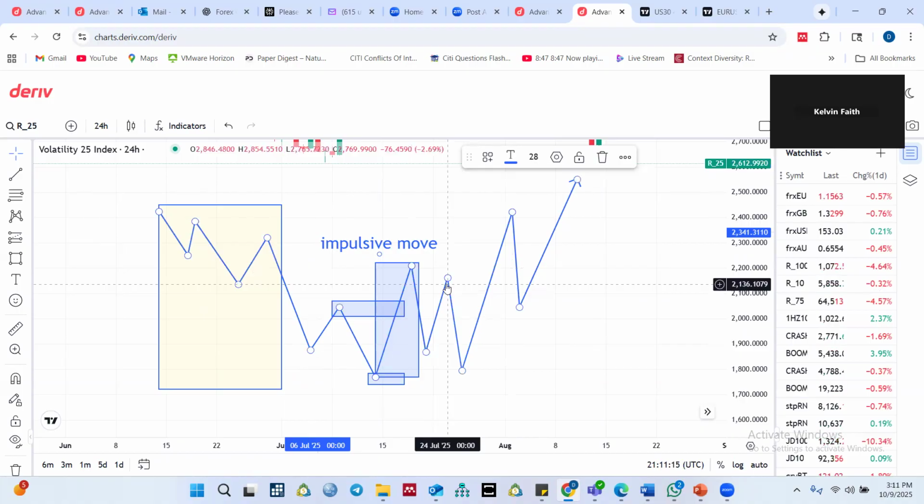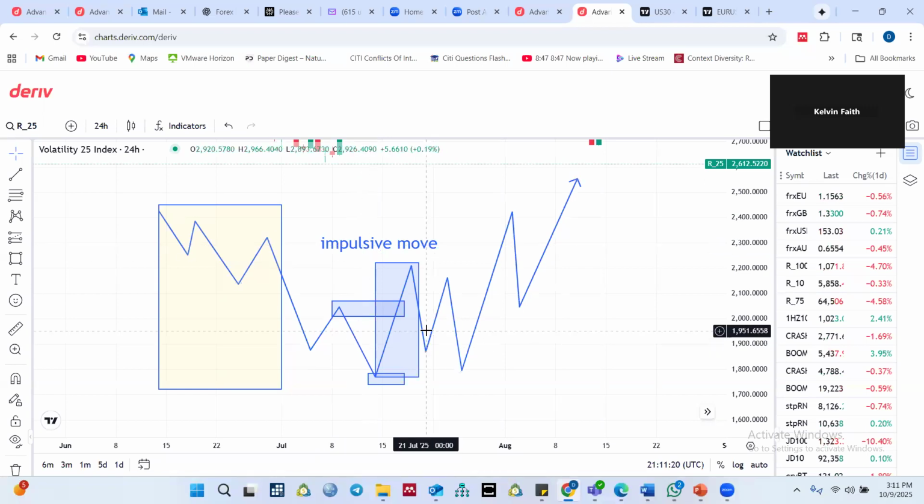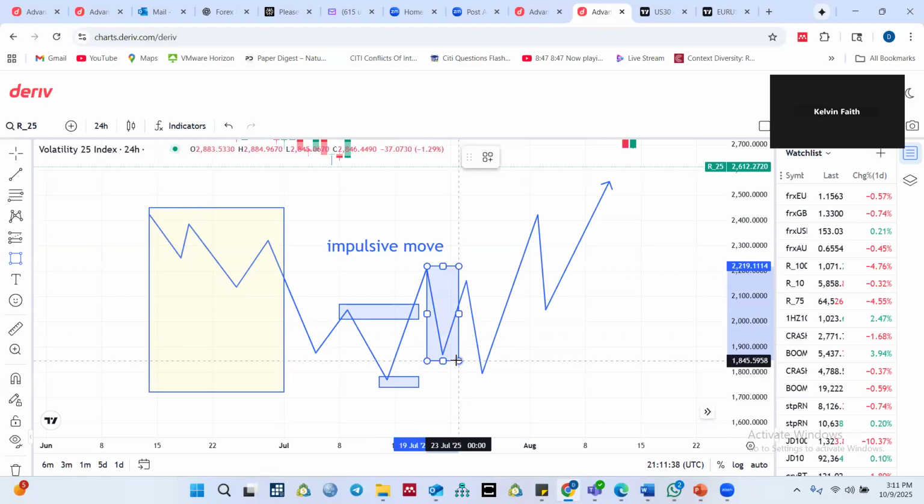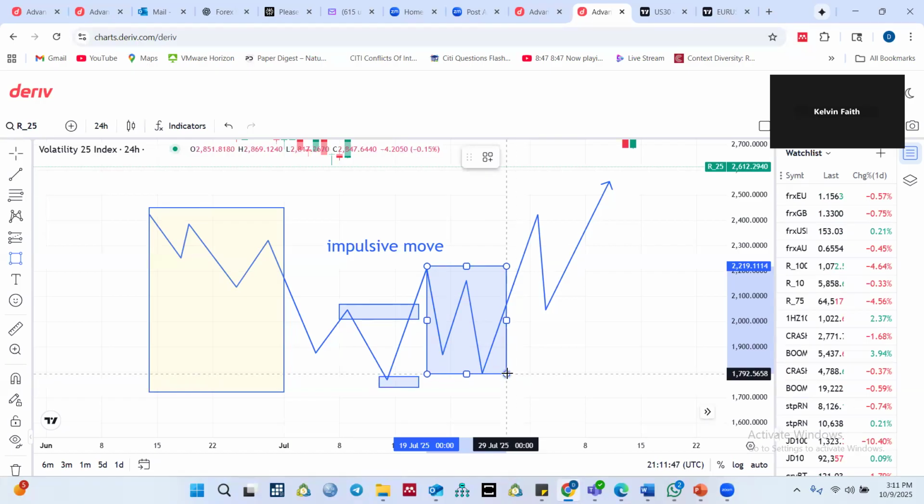So when you see the impulsive move happen, what will then be the corrective move? After the break of structure, the pullback, the drop. You see, it went up and took a previous high. The drop or the pullback or the retracement or the retest, this whole move is called corrective.